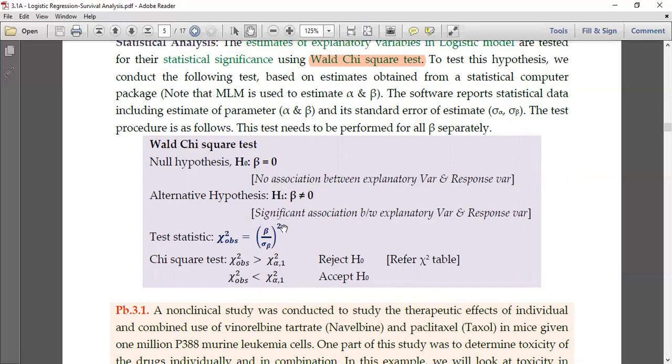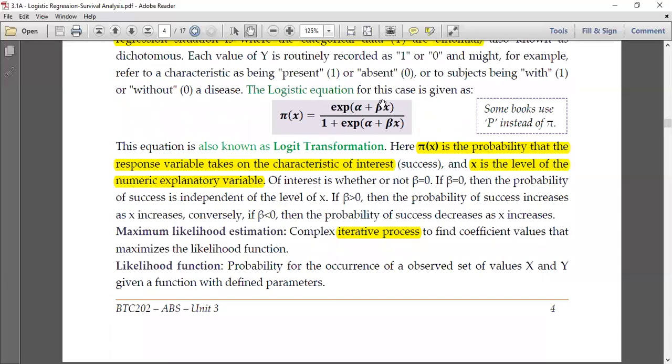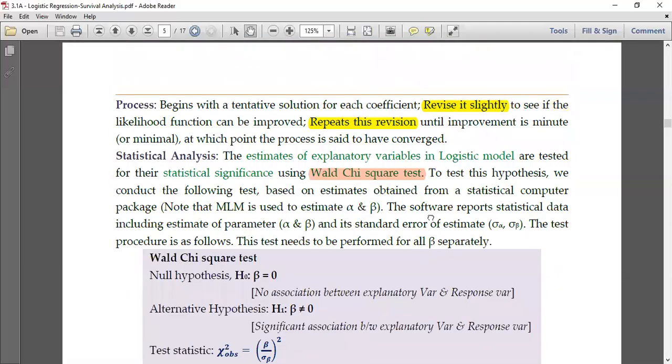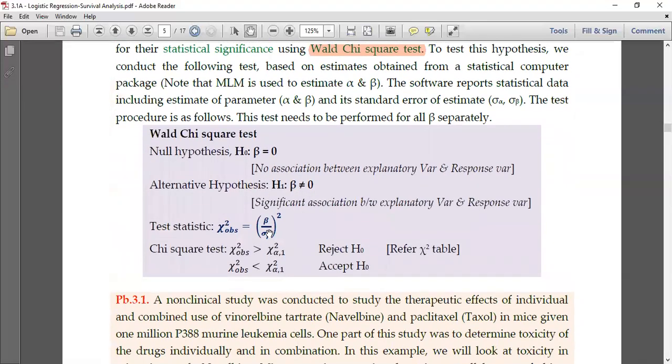The alternative is the exact reverse of it. The test statistic is chi-square observed is equal to beta divided by sigma beta, squared. So what is this beta? It is the same beta which you get as the curve fit. This particular value, beta, not the alpha. You are going to take beta. This is the parameter that you get from the equation.